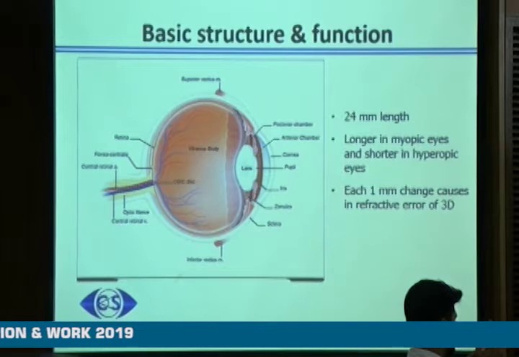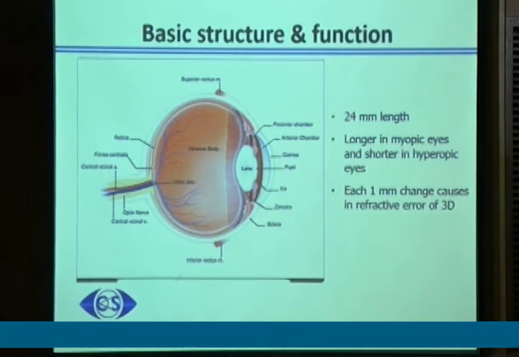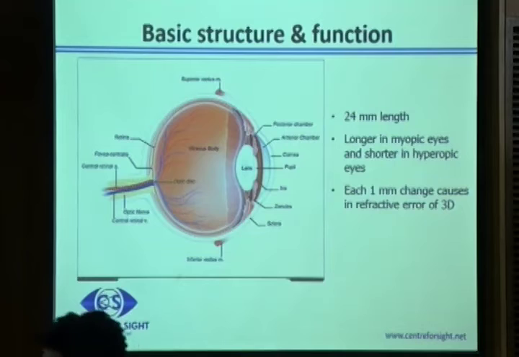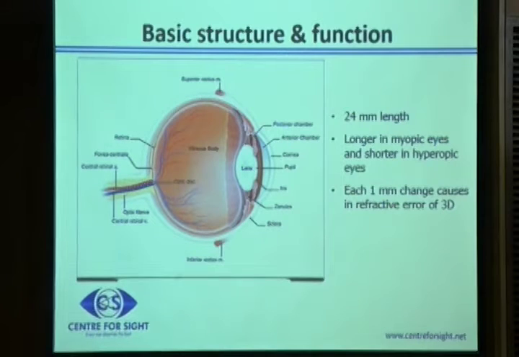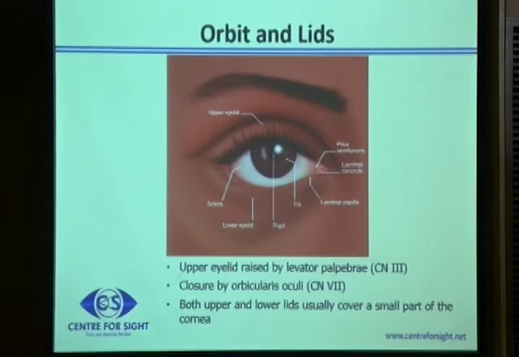People with myopia or nearsightedness will have a longer eyeball. People with hyperopia will have a shorter eyeball, with even a 1 millimeter difference in the eyeball length causing a refractive error of about 3 diopters.